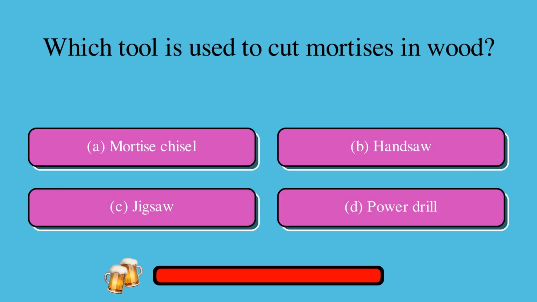Which tool is used to cut mortises in wood? A. A mortise chisel, or B. Handsaw, or C. Jigsaw, or D. Power drill? The correct answer is A. Mortise chisel.